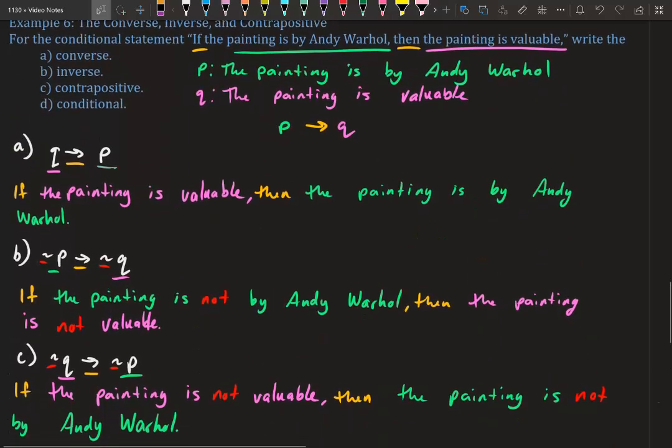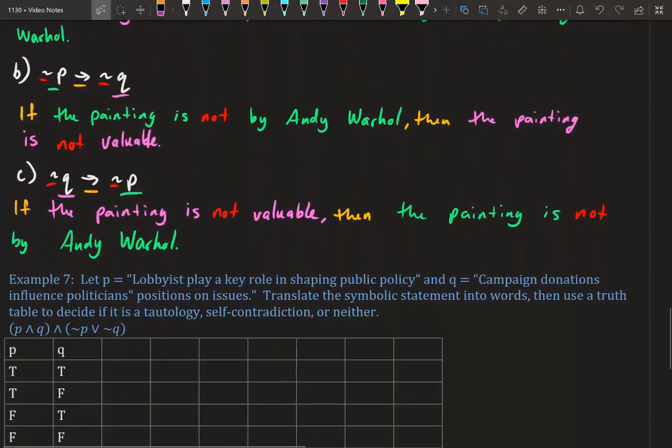So for C, which is the contrapositive, it just means you flip everything. So we have negation Q, if then negation P. If the painting is not valuable, then the painting is not by Andy Warhol.